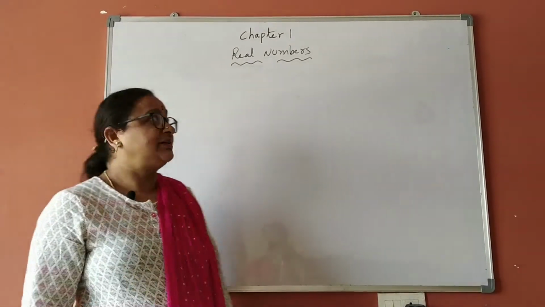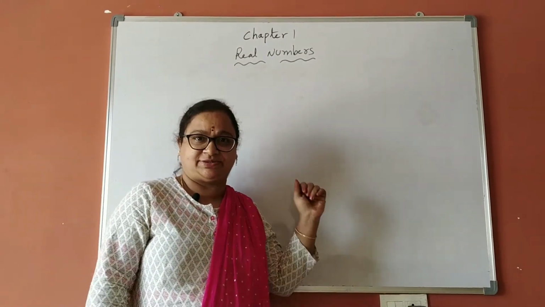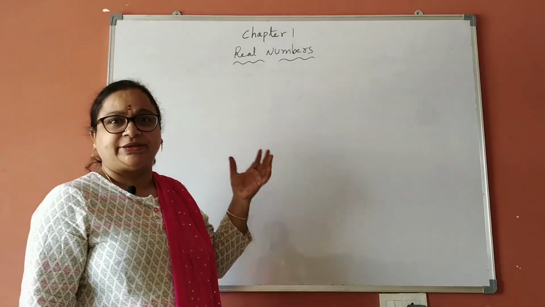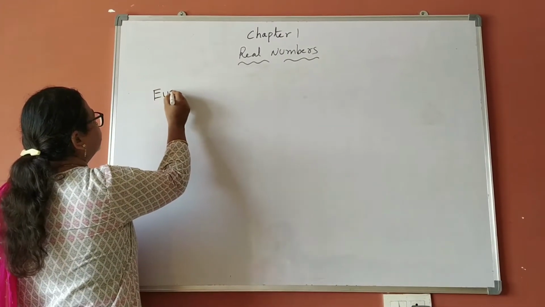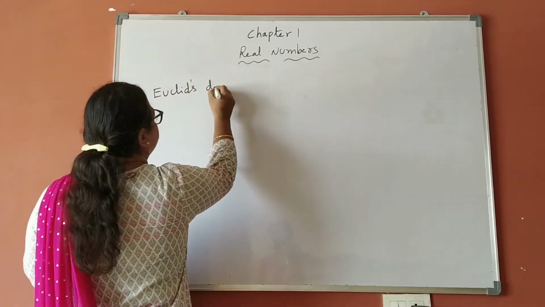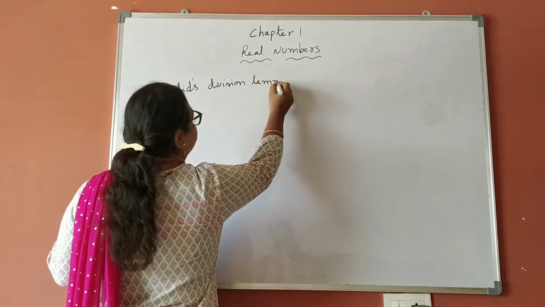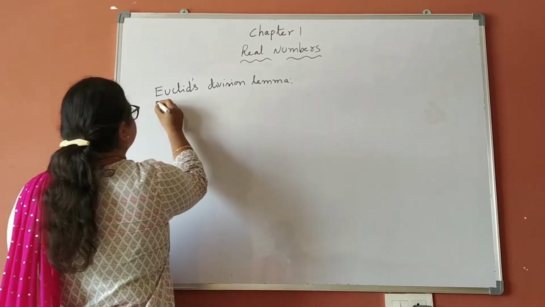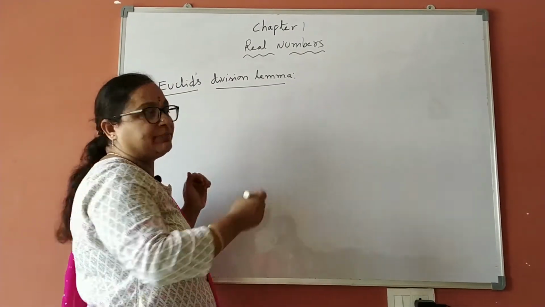Today we will start a new chapter, that is Real Numbers, which is the first chapter in our NCERT textbook. The first concept is Euclid's division lemma. So what is Euclid's division lemma?